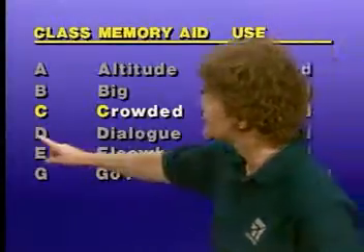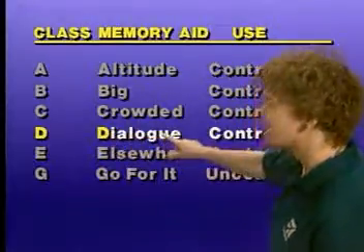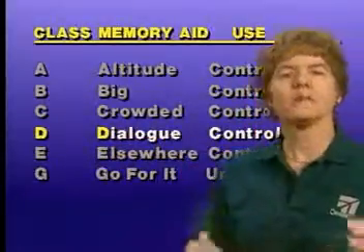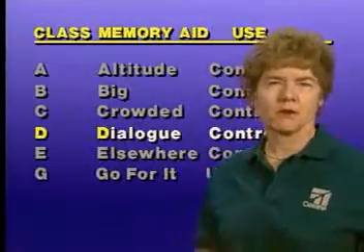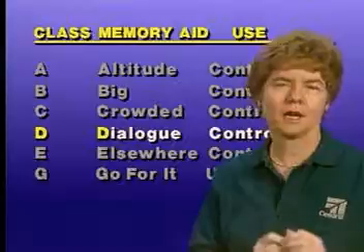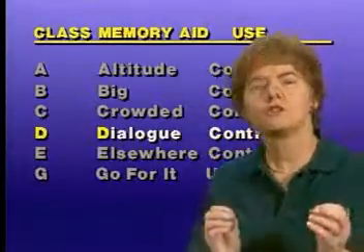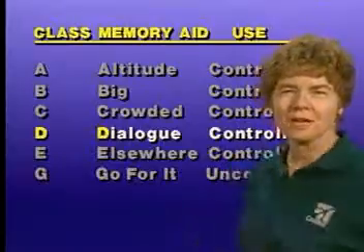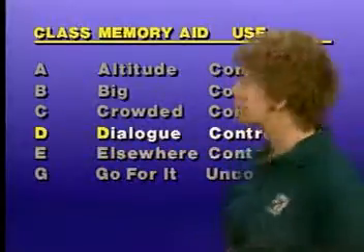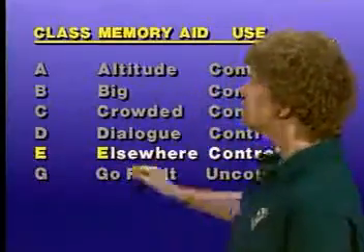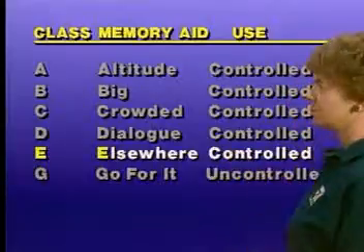When you see Class D or Delta airspace, think dialogue. Dialogue, because it's where you'll find airports that are not in B big or C crowded airspace, but they still have control towers. And if the airport has a control tower, you must talk to them before you enter the area, so think dialogue.